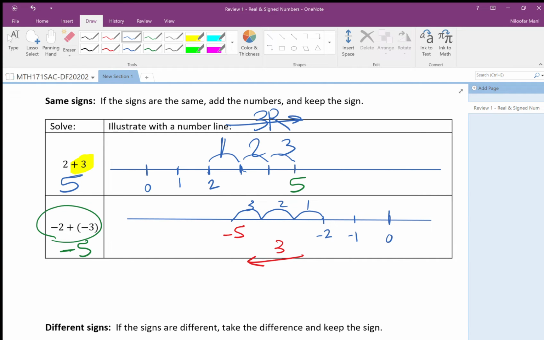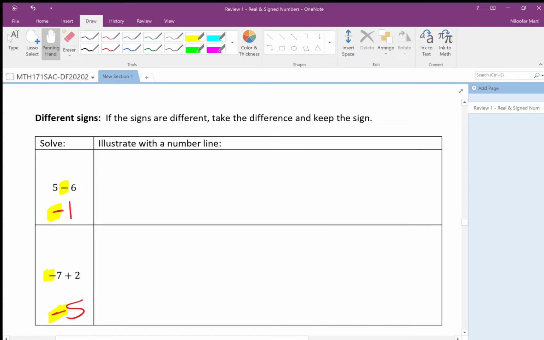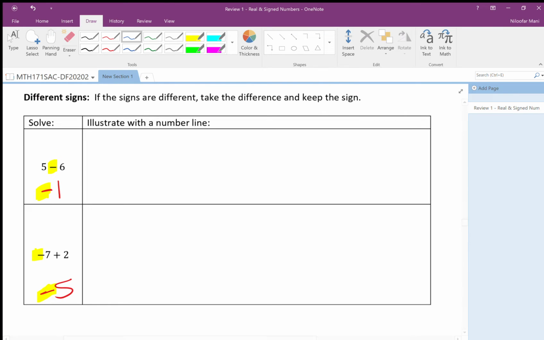Okay, so I did that, and then here I was talking about this. I said, when you have one positive number and one negative number, yes, I know it's subtraction. You are finding the difference, I know, but how do you find the sign? First, you have to find the difference between the two numbers. Between 5 and 6, the difference is 1. Then you have to use the sign of the biggest number. The sign of the biggest number is the sign of 6, and the sign of 6 is negative.